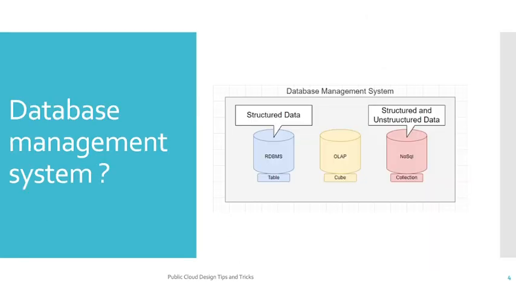So before that, let's try to understand what a database management system is. A database management system is used to store and retrieve the data in your system. There are three categories of database management system you will find. One is RDBMS, which is known as Relational Database Management System, OLAP, Online Analytical Platform, and NoSQL.